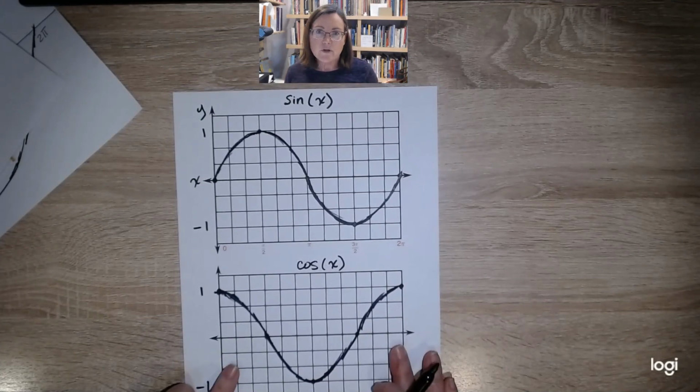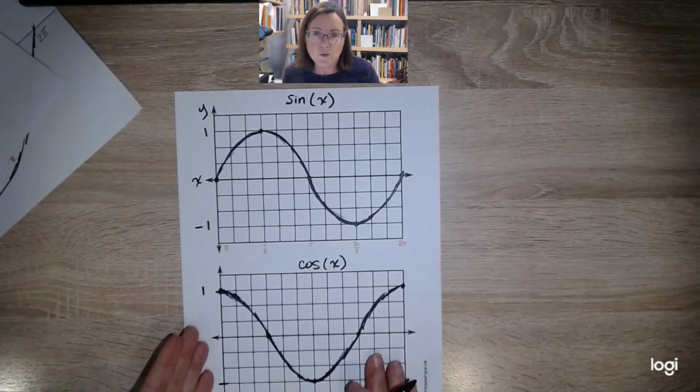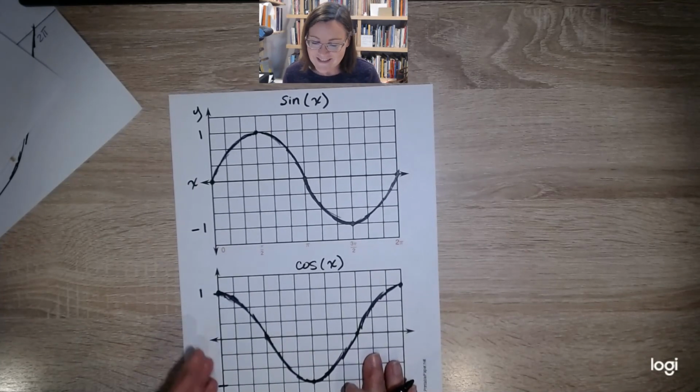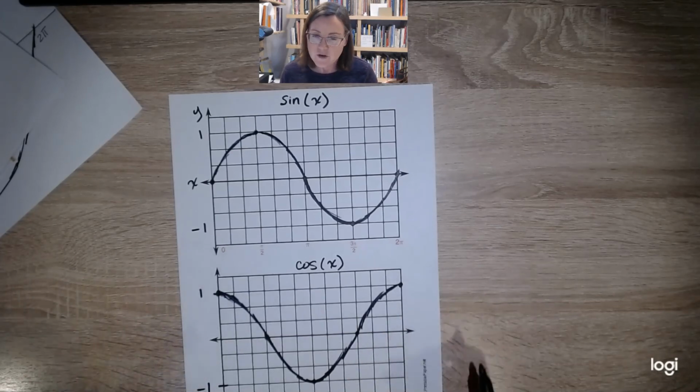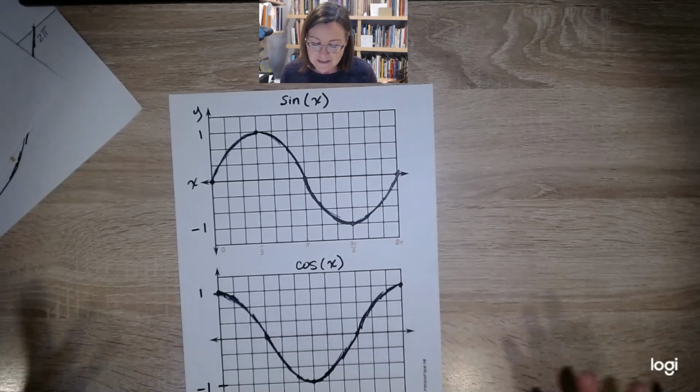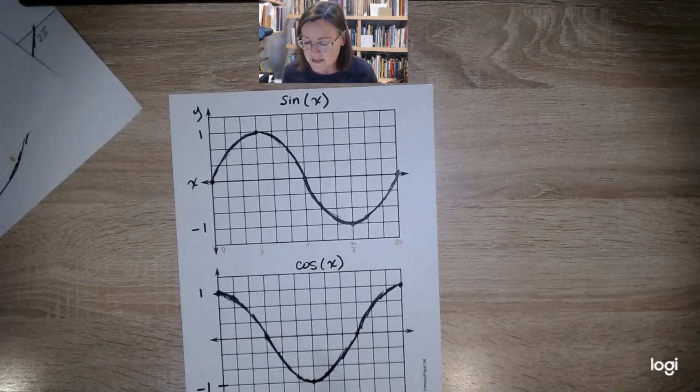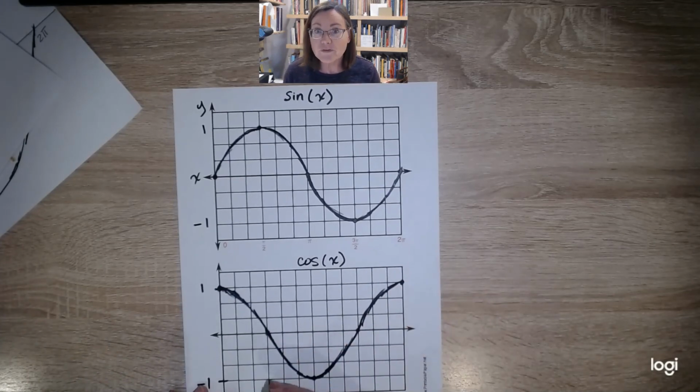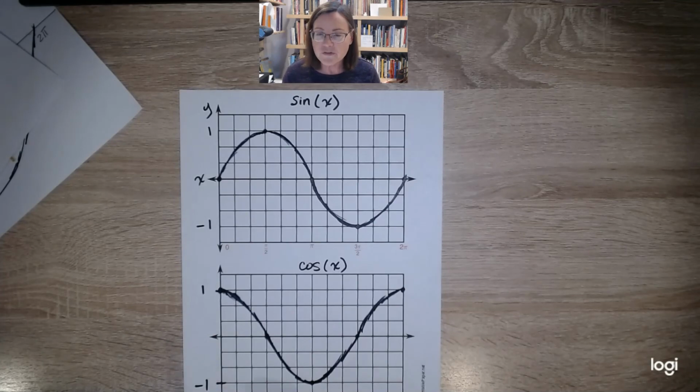You're going to want to get to where you're very, very familiar with these two. These are the parent graphs, with the unit circle. We can have all kinds of translations and transformations of this, but you need to get very comfortable with the basic graphs before we can start working with those.